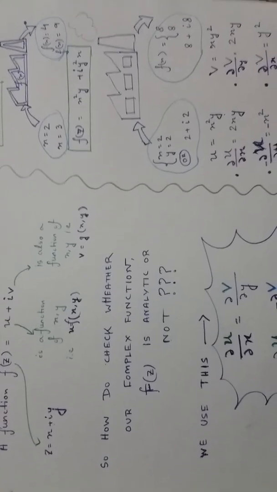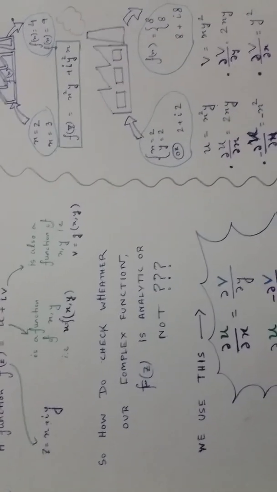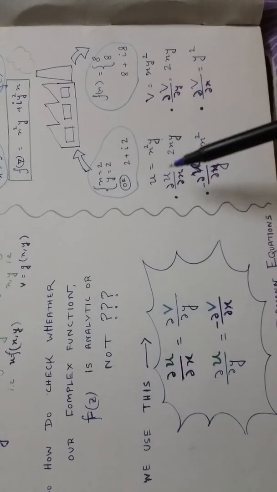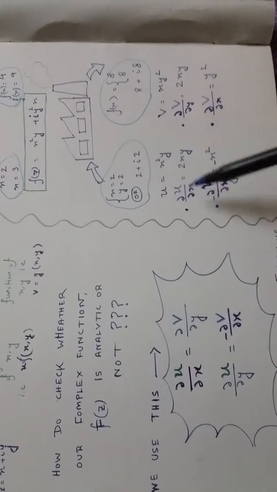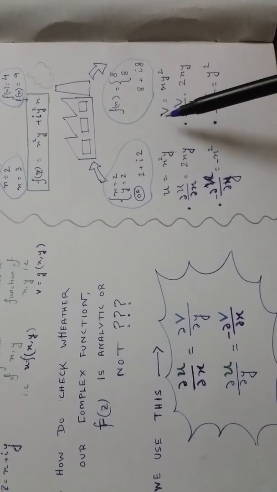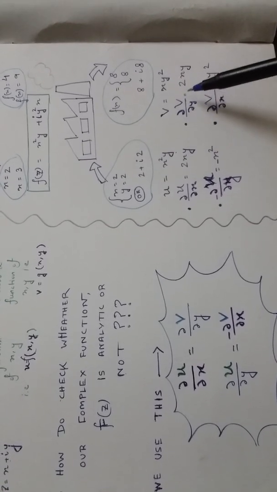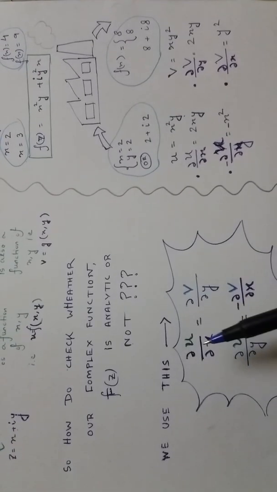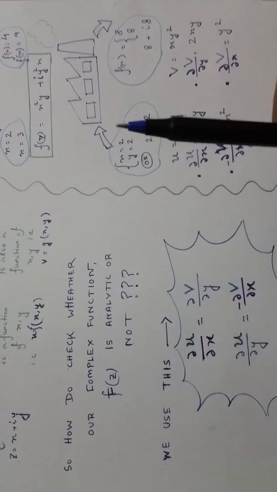x²y + i y²x. So here I have done this. Actually, u = x²y and ∂u/∂x = 2xy, and you can see ∂v/∂y is equal to 2xy. That means this first condition is satisfied here. Here we can see that the first condition is satisfied.